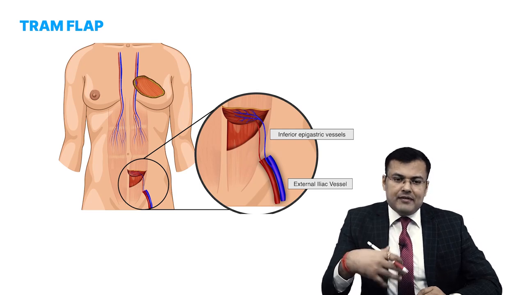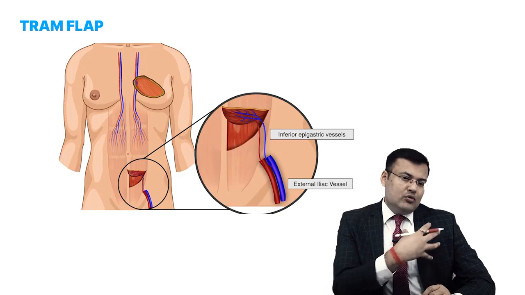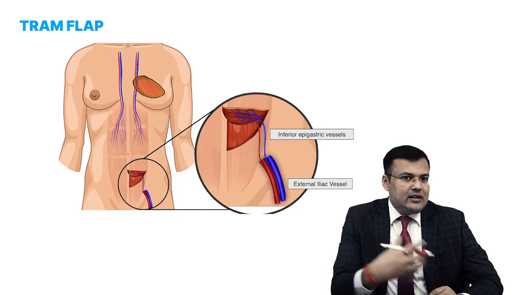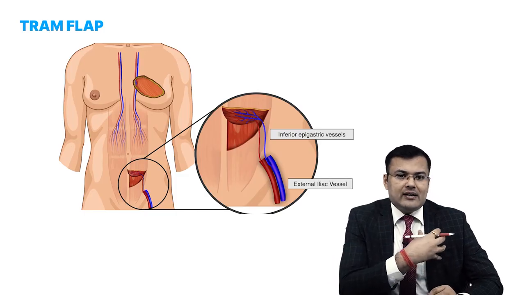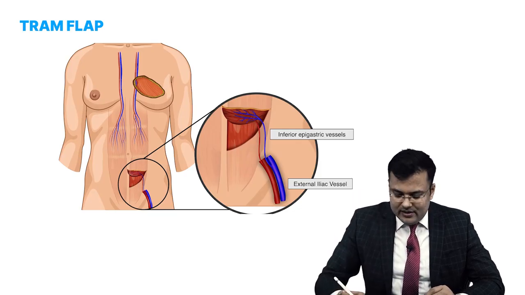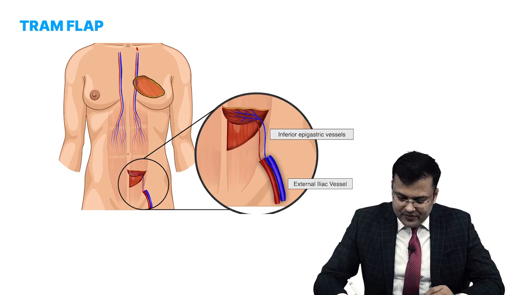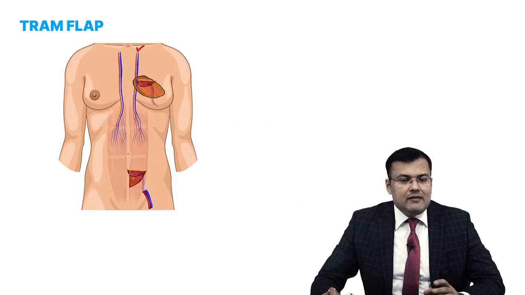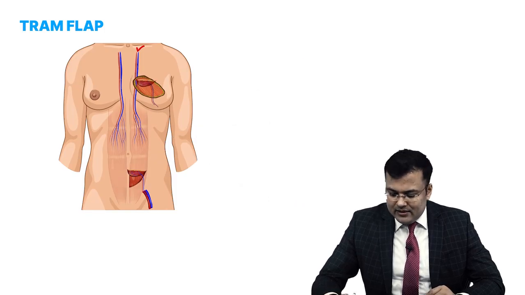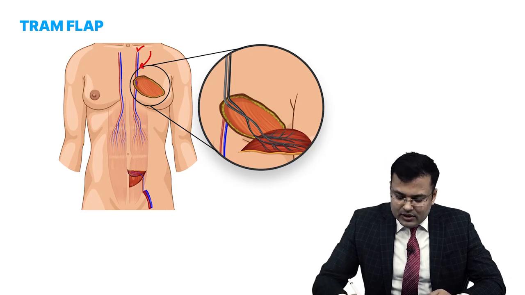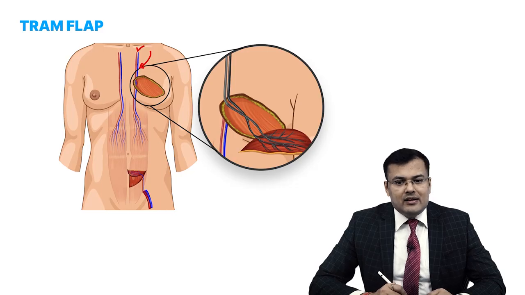It is a type of free flap. So you take it and then you are going to devascularize it from the donor site, and then you are going to revascularize it at the recipient bed. So how you are going to revascularize it? You can see here, this is internal mammary vessels. So we are going to revascularize it with internal mammary vessels. You can see inferior epigastric vessels, these are anastomosed to what? Internal mammary vessels. Clear?